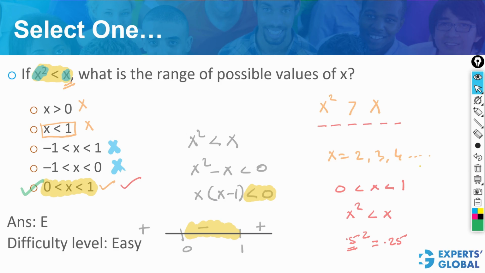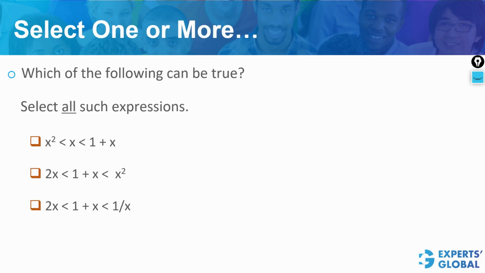Now let's raise the difficulty. Please pause the video and solve this question. It's a can be true question. Therefore, we simply need one example for each of these expressions to select the expressions. The first expression can hold for a small positive value of x, such as x equals 0.2.